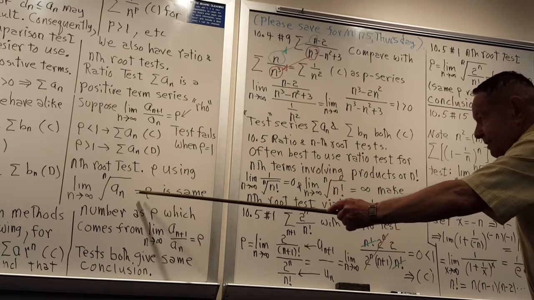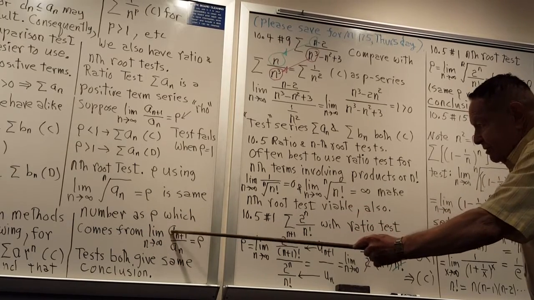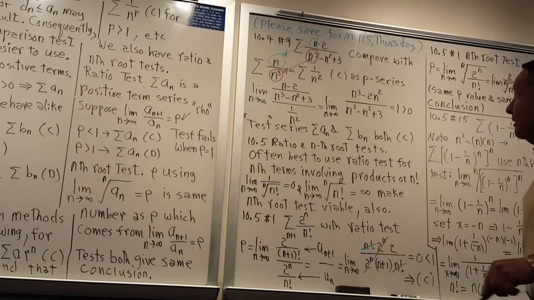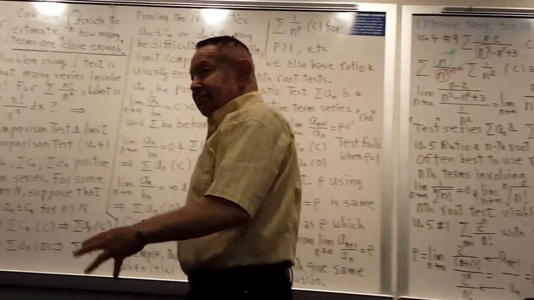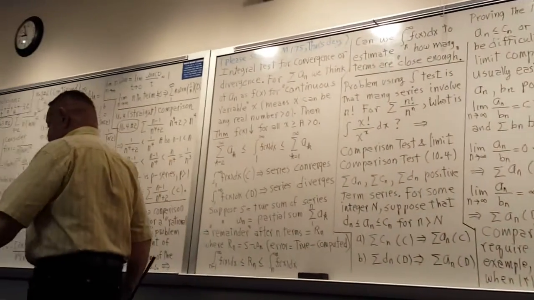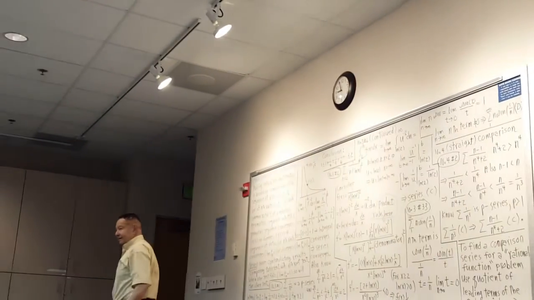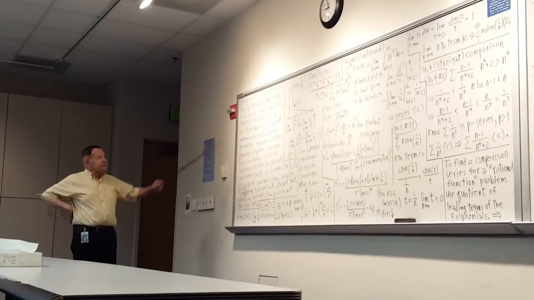So the limit here is rho, which is the same as the rho that you get from the ratio test limit. So they both give you the same conclusion. They never contradict each other, and if your test fails one way, there's no use trying it the other way, assuming you did it right, of course.